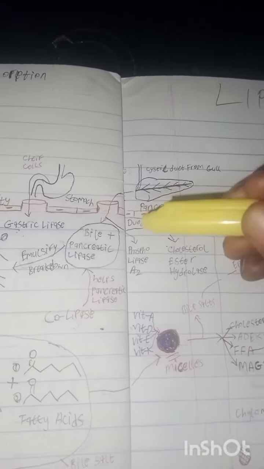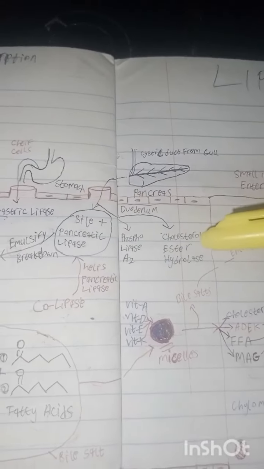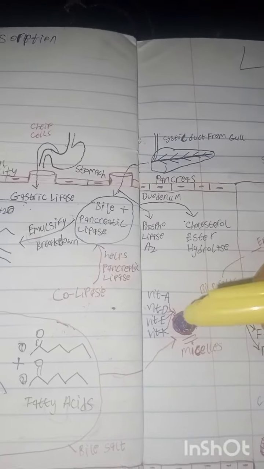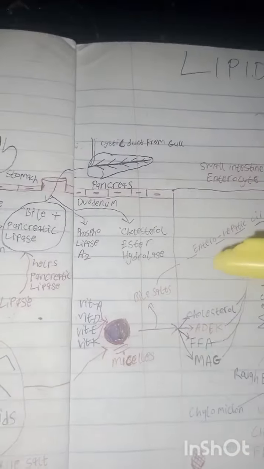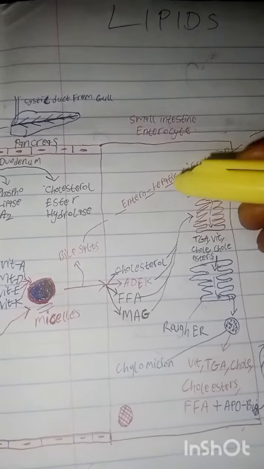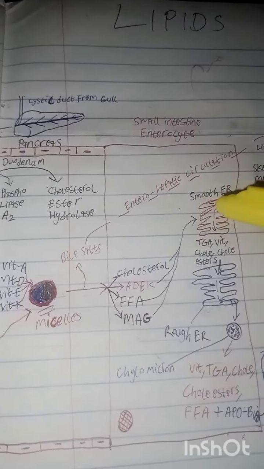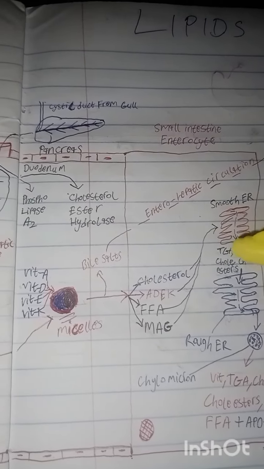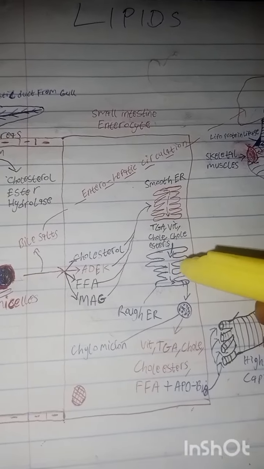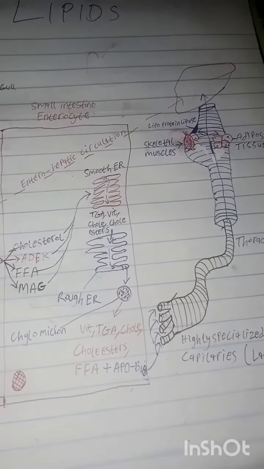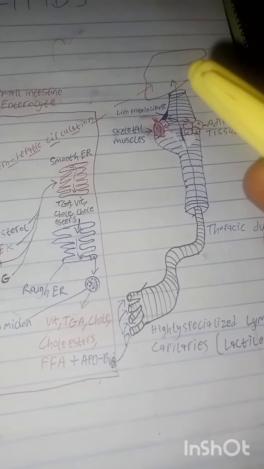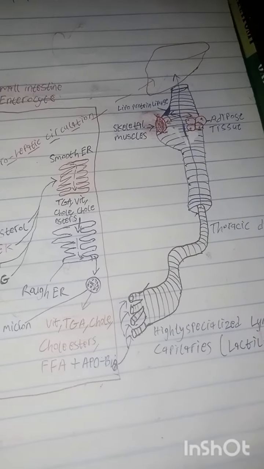Now, the pancreas also produces other enzymes like phospholipase A2 and cholesterol ester hydrolase. Now, eventually, you get micelles. And in these micelles, you can usually see the vitamins entering into the fats, which is vitamin A, D, and K. Then, bile salt leaves, and these micelles enter into the intestinal enterocyte cells, where they're taken to the smooth ER and converted back into triglycerides, cholesterol, and cholesterol esters, and eventually taken to the rough ER for more modifications before leaving through the highly specialized lymphatic capillaries known as lacteals and go to the liver. And some will go into the skeletal muscles and adipose tissue.